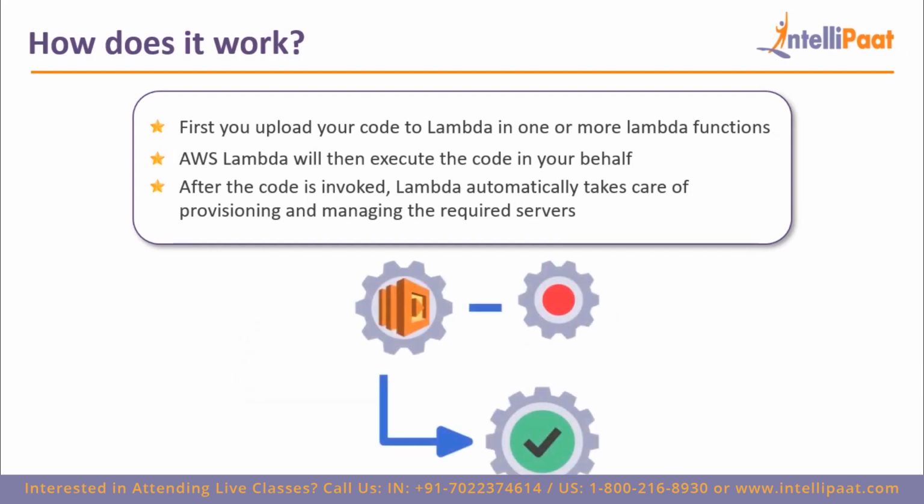And after that, Lambda executes the function or the code on your behalf. You don't need to run it. But to run the code, you need to trigger the Lambda function, right? So how do you trigger it? It doesn't run automatically.